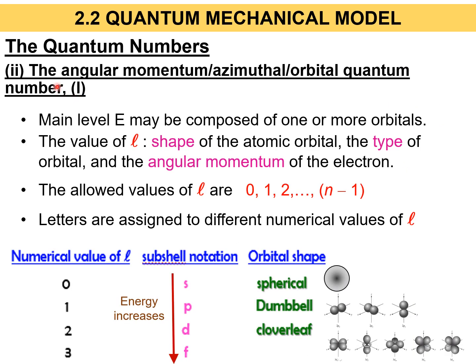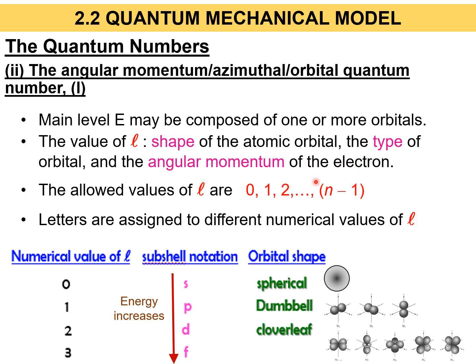Okay, the next part that you need to know about quantum numbers is the angular momentum or azimuthal or orbital quantum number with symbol L. Okay, tapi I lagi selesa nak panggil angular momentum quantum number. Basically, kalau you boleh dapat value of the L, you can know the shape of the atomic orbital, the type of orbital, and also the angular momentum of the electron.